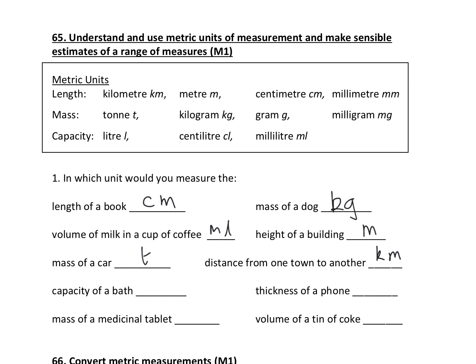Capacity of a bath would be in liters. Thickness of a phone, well, a phone is at most a centimeter thick, so a centimeter is probably too big a measurement, so you need to go more precise than that and go into millimeters. Mass of a medicinal tablet would be in milligrams, and volume of a tin of Coke would be in mils, and you would get that right if you said CL, centiliters, as well.